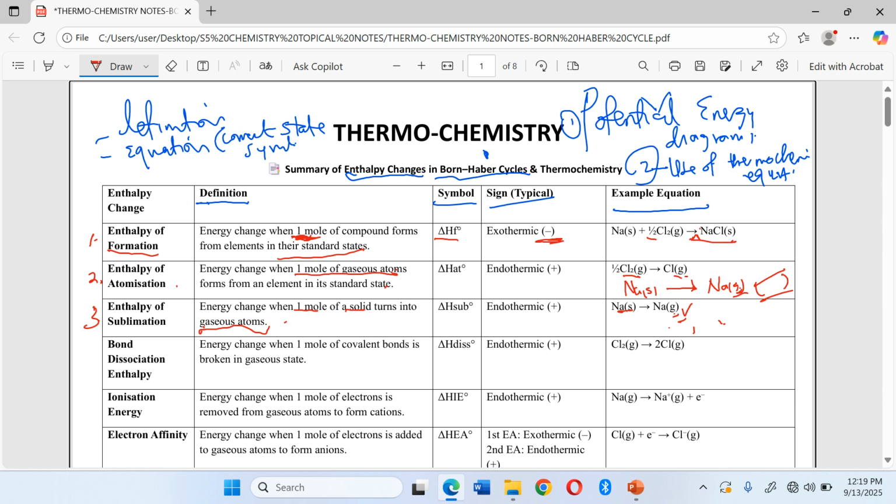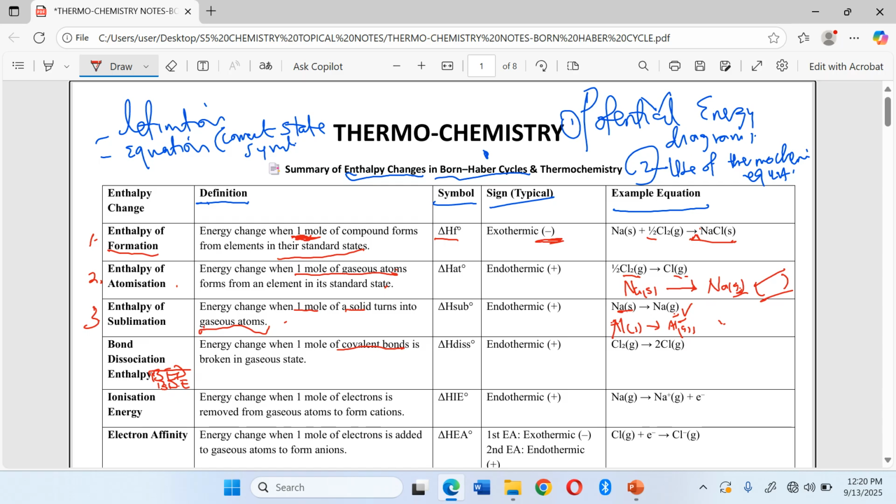Aluminium can undergo sublimation. We have aluminium solid, which is changing to aluminium gas. So that is enthalpy of sublimation. But you can't have a non-metal undergoing sublimation. Then we have bond dissociation energy. We normally summarize it as BDE, bond dissociation energy: the energy change when 1 mole of covalent bonds is broken in gaseous state.